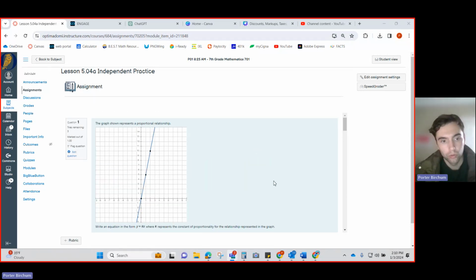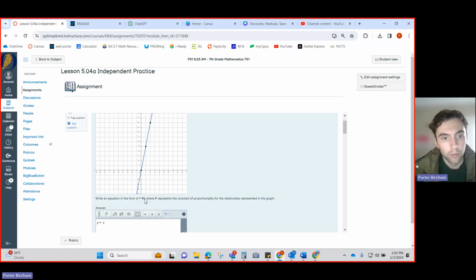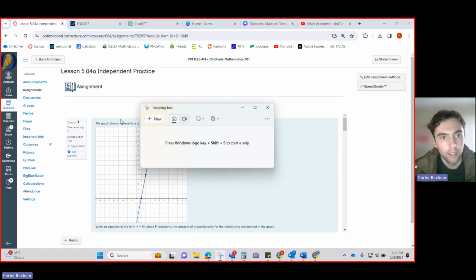Cool. Okay, the graph shown represents a proportional relationship. Nice, straight line goes through the origin, 0, 0. Write an equation in the form of y equals kx, where k represents the constant of proportionality. So my answer is going to be y equals something x. Y equals kx. So I have to find out what k is.